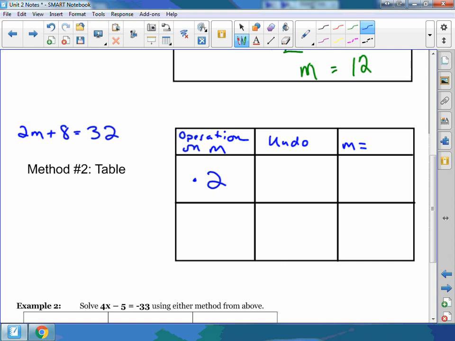How would you undo multiplying by 2? Sydney? Divided by 2. Okay? The other step, I'm going to leave that third column empty right now. The other step, after you multiplied it by 2, then what are you going to do? Alex? Add 8. So we would put here plus 8. Alex, what's our inverse there? Subtract 8.